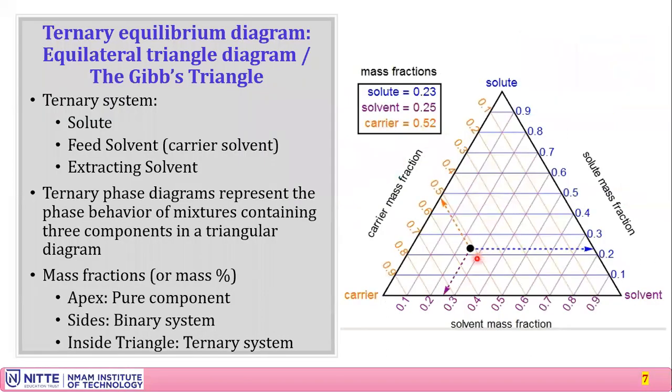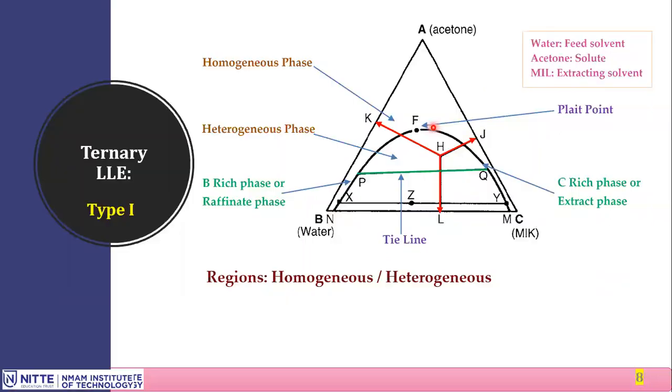Like this, for example, if this particular point for this combination 23%, 25%, 52%, if you take that particular combination, it ends up with two phases. That means one solvent phase separates from the feed solvent phase, extracting solvent phase, that is extract and raffinate, they separate out. Whereas outside the binodal curve within the triangle it forms a homogeneous phase.